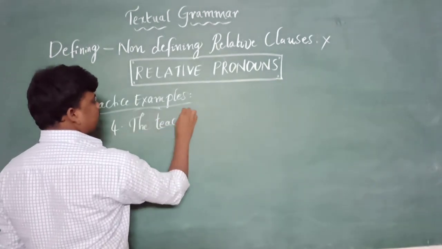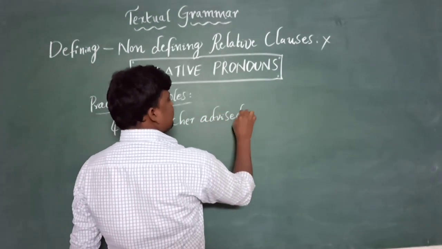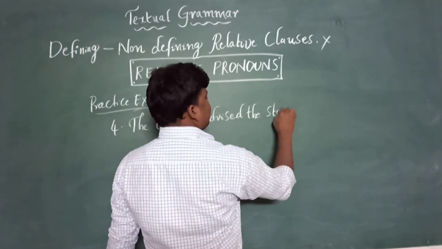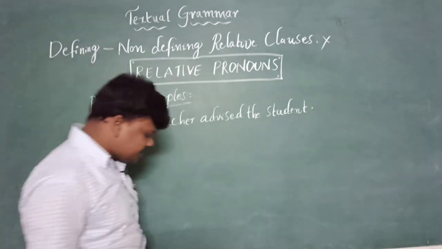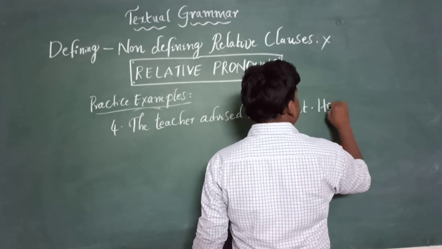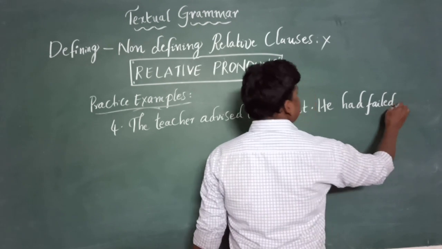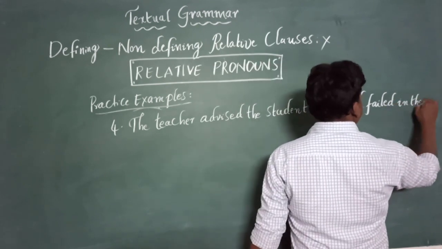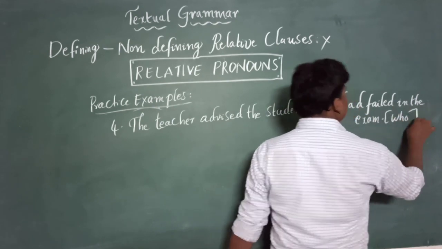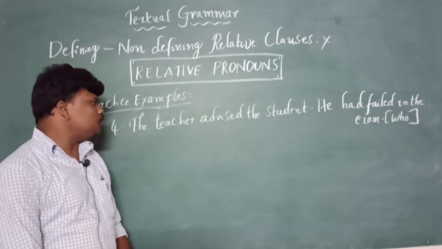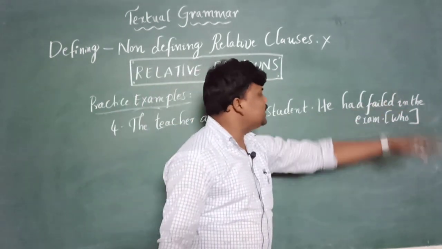The teacher advised the student. Full stop. He had failed in the exam. We need to combine with who. See, the teacher advised the student. Full stop. He had failed in the exam.